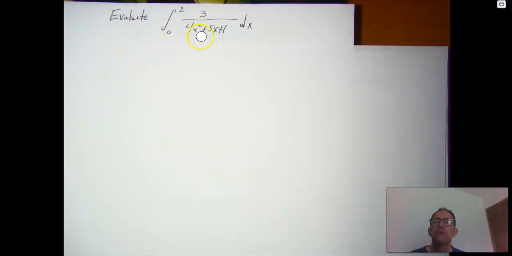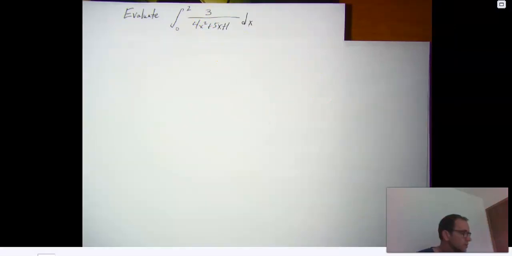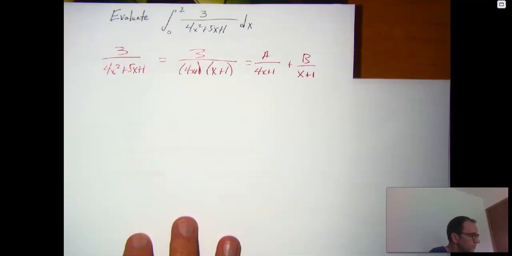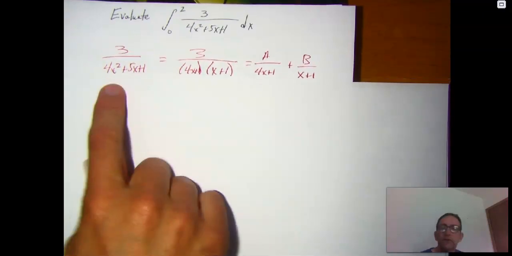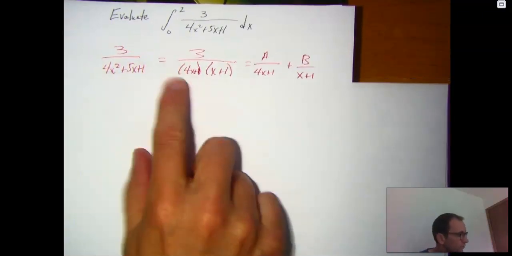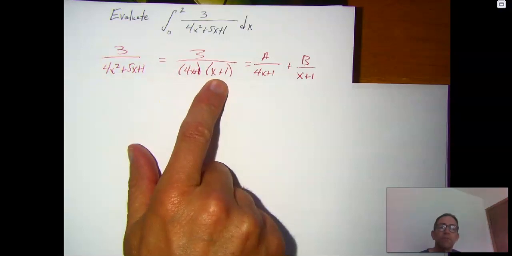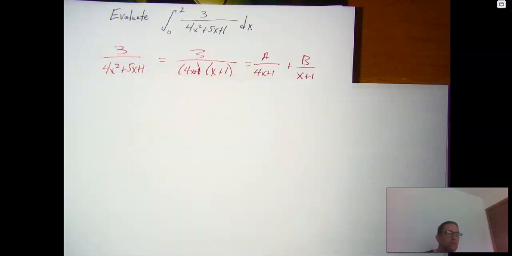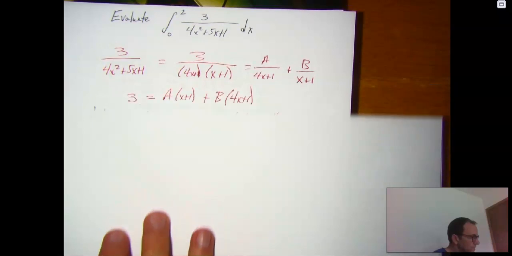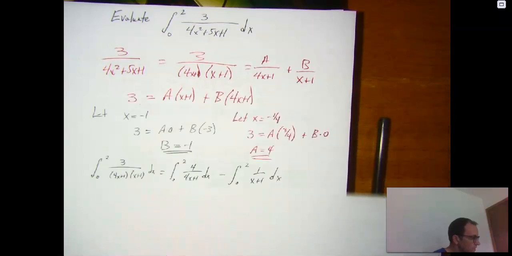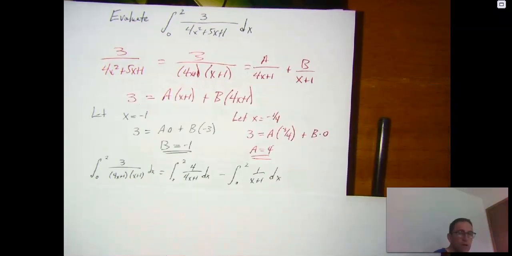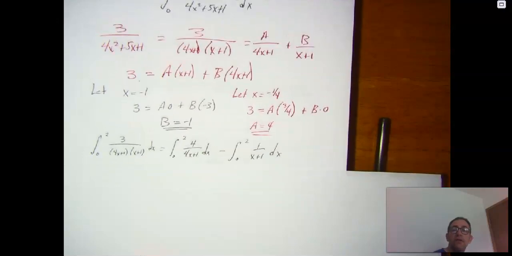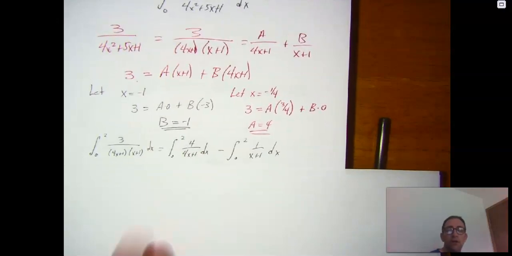So this example is going to look at evaluating a definite integral, and I think partial fraction decomposition is going to show up here. So when we look at factoring the denominator, it'll factor into 4x plus 1 times x plus 1. Write it as two separate fractions. Solve for the constants A and B. I invite you to pause the video, and if you don't agree with what I've got here, you can pause the video and check.